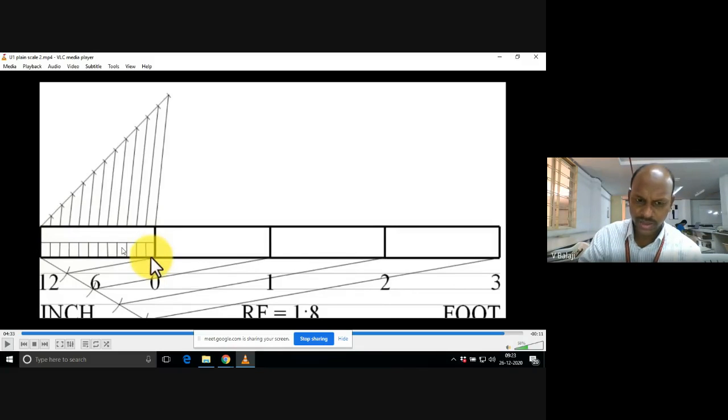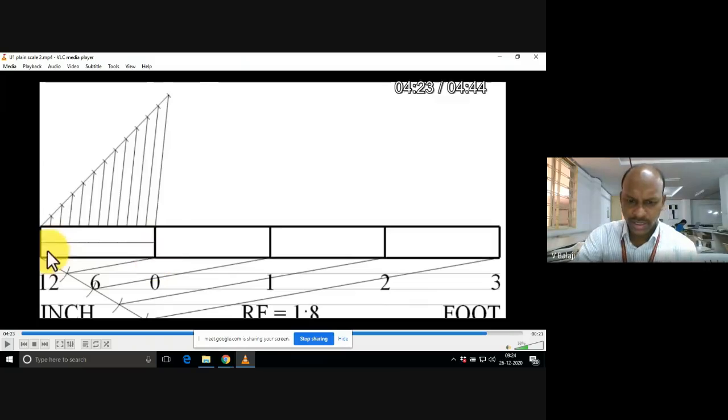Okay, now instead of relating foot and inch, if you want to relate yard and foot, what is the modification to be done to this construction? Anyone in the class? We have to divide the part into 3 parts. Correct. Because a yard is equal to only 3 feet, so instead of dividing into 12 parts, we need to take only 3 parts. That is the only difference.